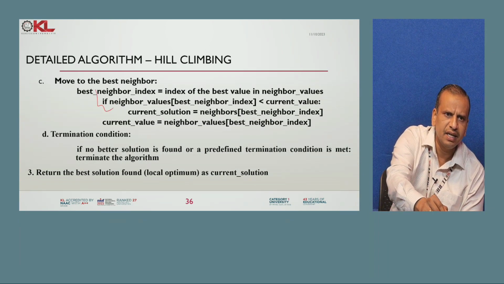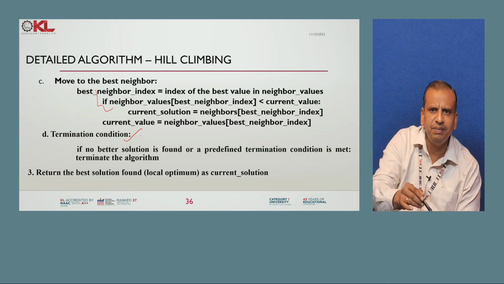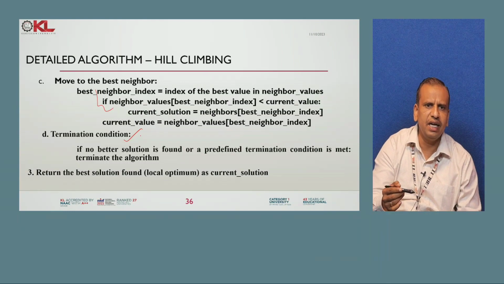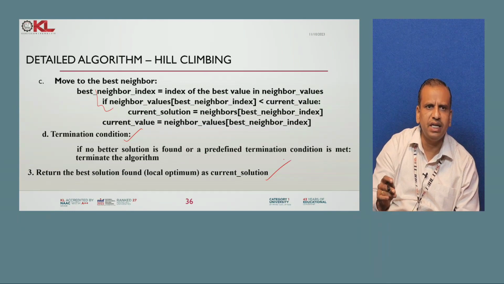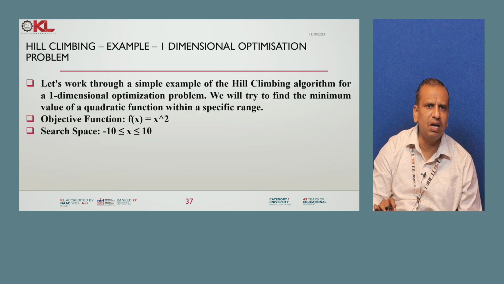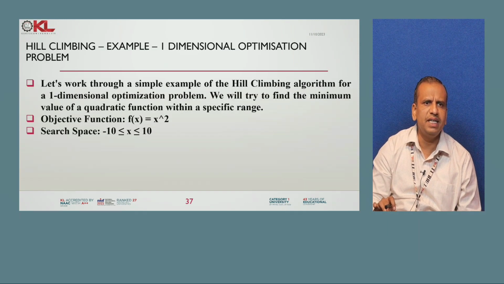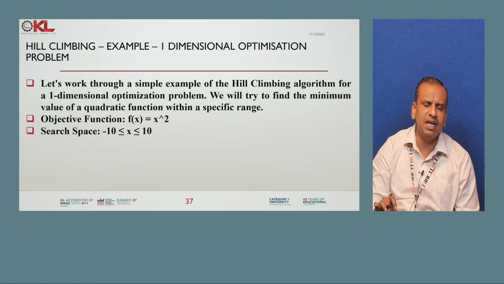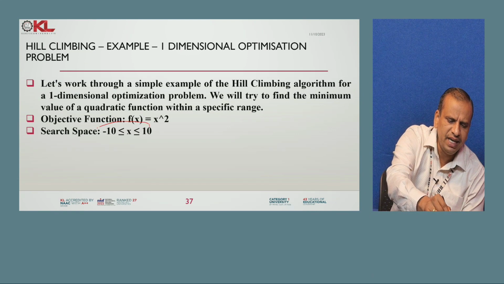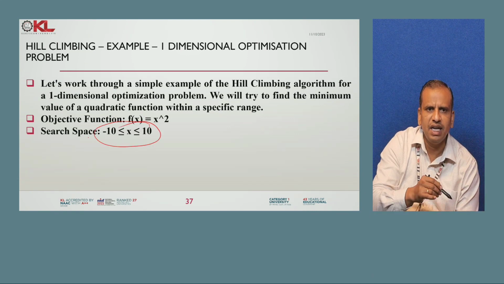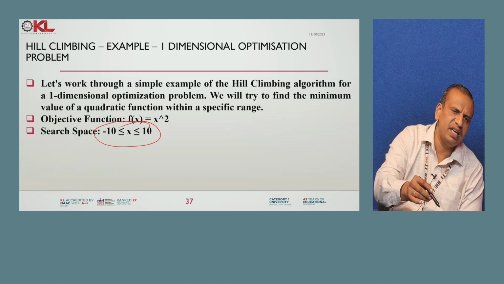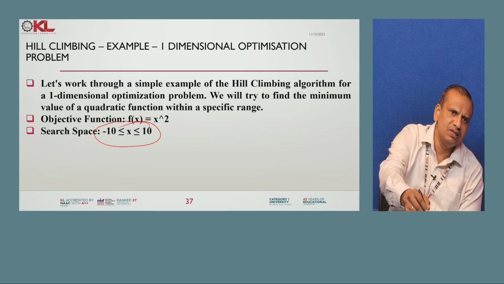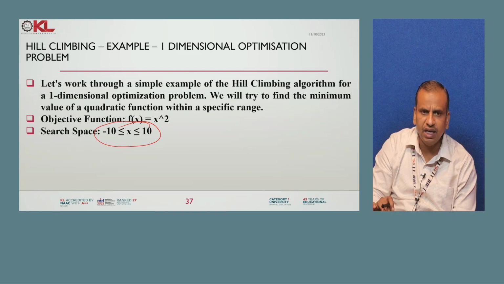This will be repeated, and terminate the condition if we reach the final state, and return the solution, the goal state, and so on. This is how the algorithm works. For example, let us say there is a function f(x) = x^2, and the search space is limited to between -10 and +10, that is, -10 <= x <= 10.